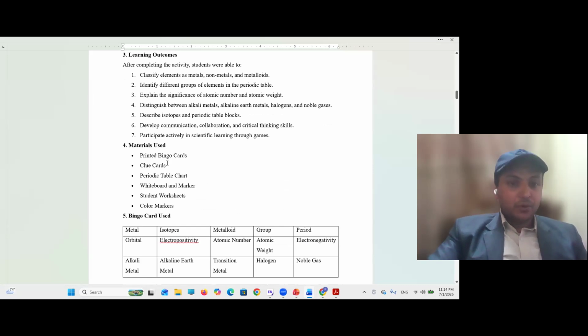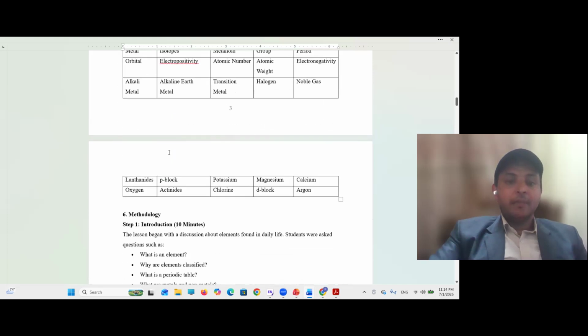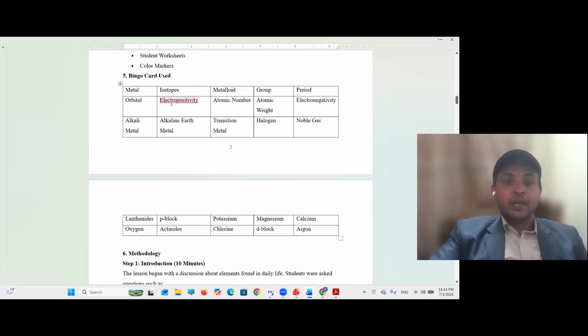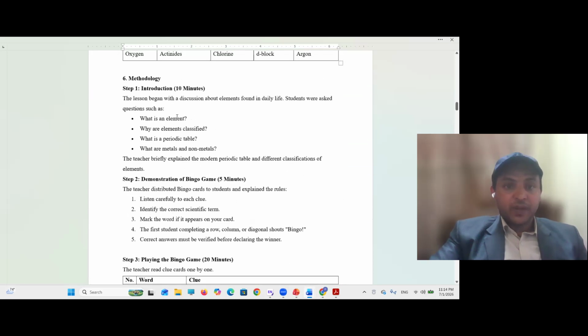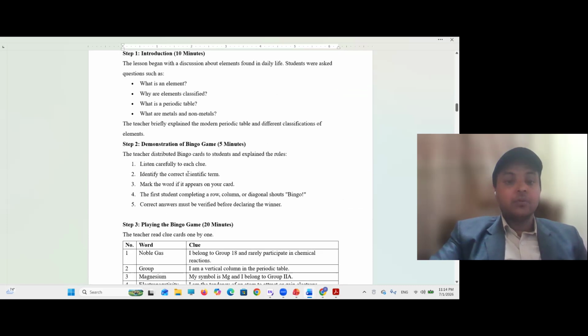Mainly I have designed two different activities for this. One is the bingo card game, and the other is the periodic table or element card activity. Based on these two activities, I am going to fulfill all these learning outcomes. I asked the students to write these words in different orders. Then, in the introduction phase, I gave all the rules and regulations about the bingo playing activity.